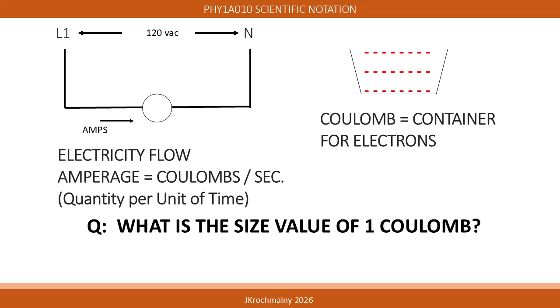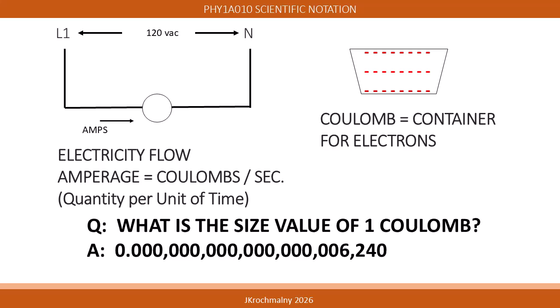We know by experience about how much water a gallon measure holds. What then is the size of one coulomb? The size value of one coulomb is stated here. Notice the size of this number and where the numbers are placed in relation to the decimal point. This number represents a very, very small value, less than 1.